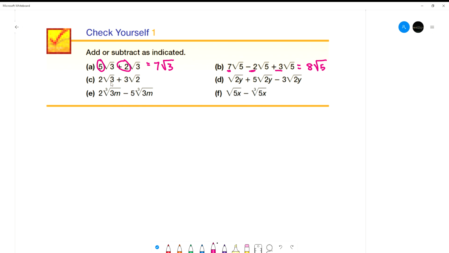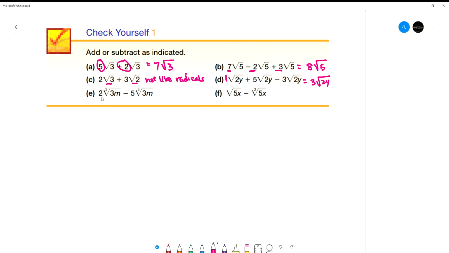In letter C, you have radical 3 and radical 2. These are not like radicals, so you cannot combine them. Not like radicals. So you just leave them as they are. Let's look at D. Radical 2y plus 5 radical 2y minus 3 radical 2y. So these are all the same. Now don't forget, this is a 1, right? We have 1 radical 2y. So 1 plus 5 is 6. 6 minus 3 is 3 radical 2y.